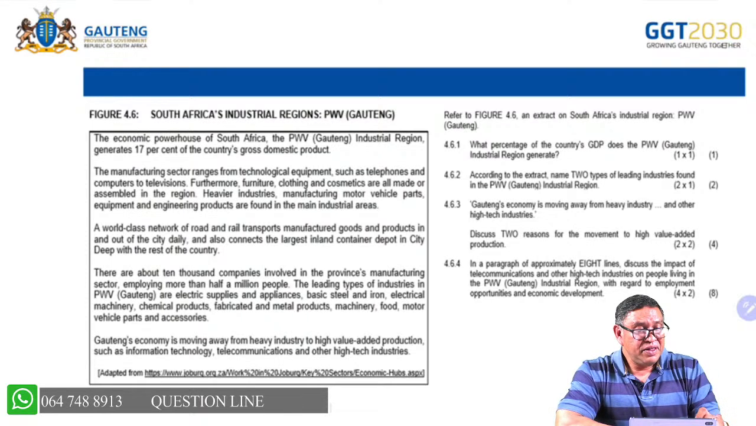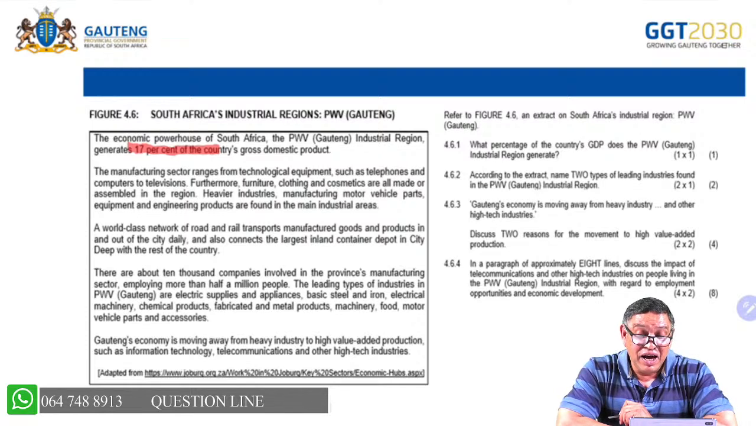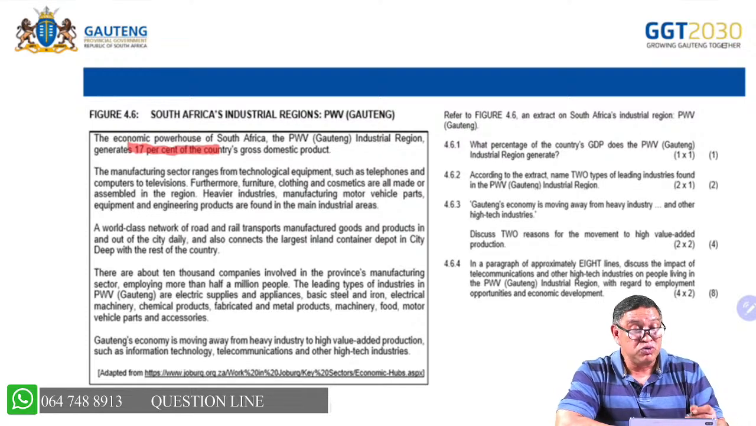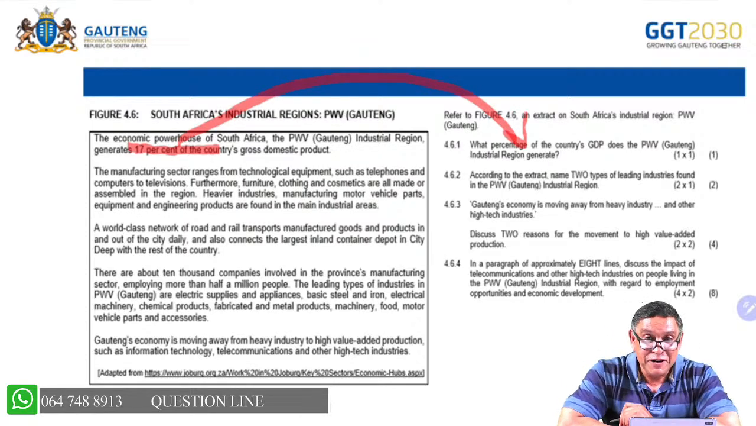Look at this. It talks about the PWV Gauteng core industrial region. It speaks about it contributing 17%. Look at the first question: what percentage does the PWV contribute to the country's GDP? And you just basically take that and put it there. Can you see it? That's your answer.